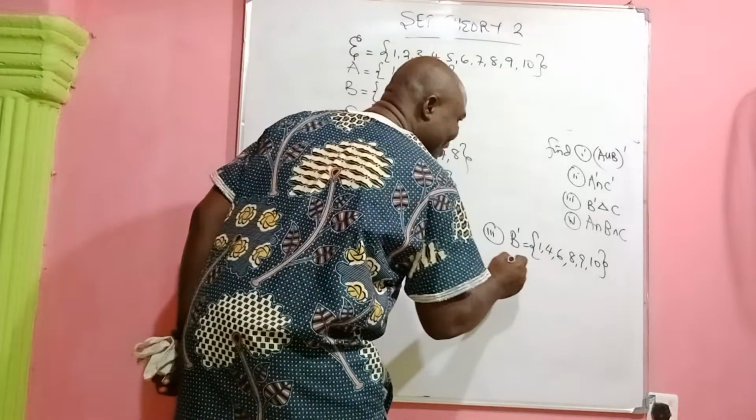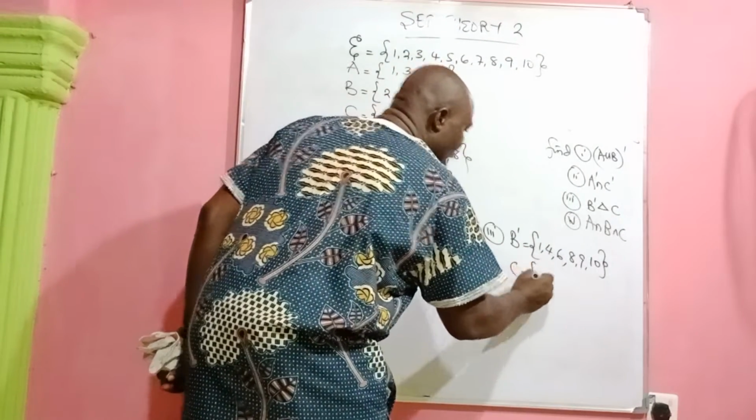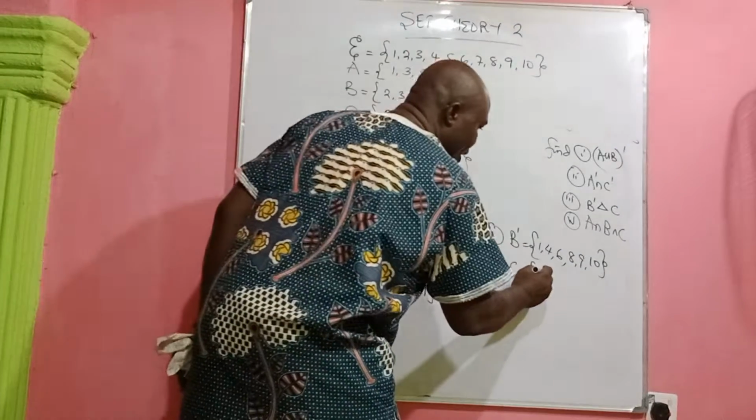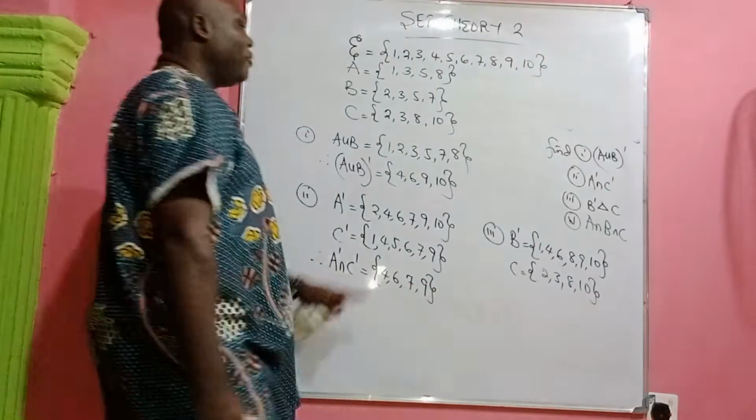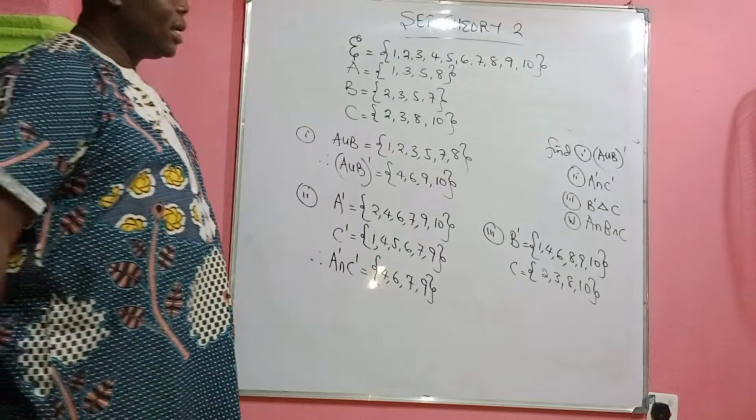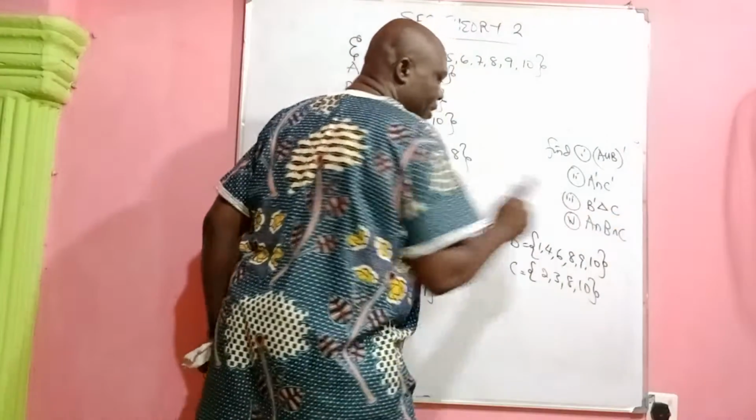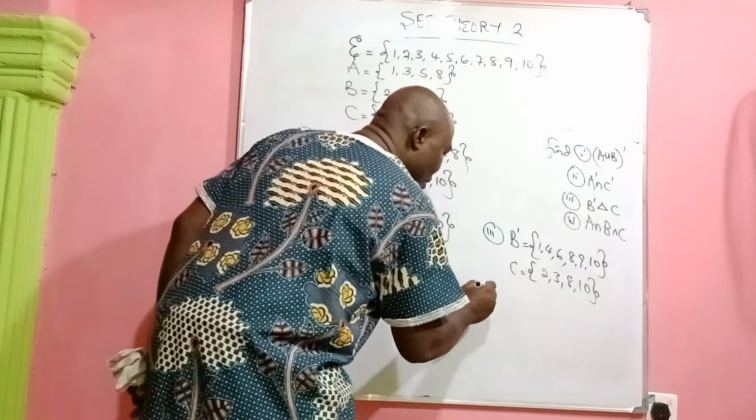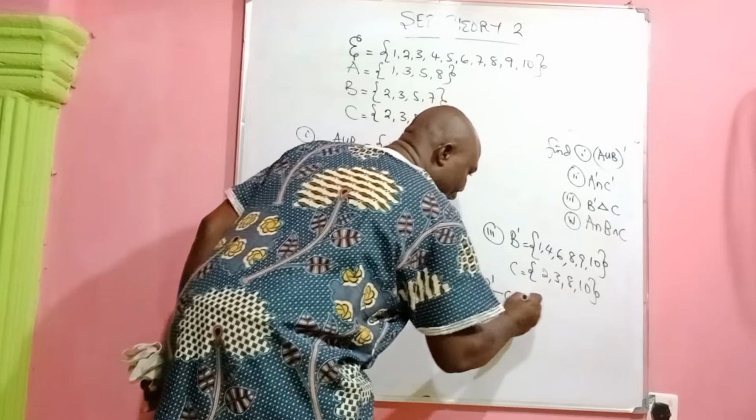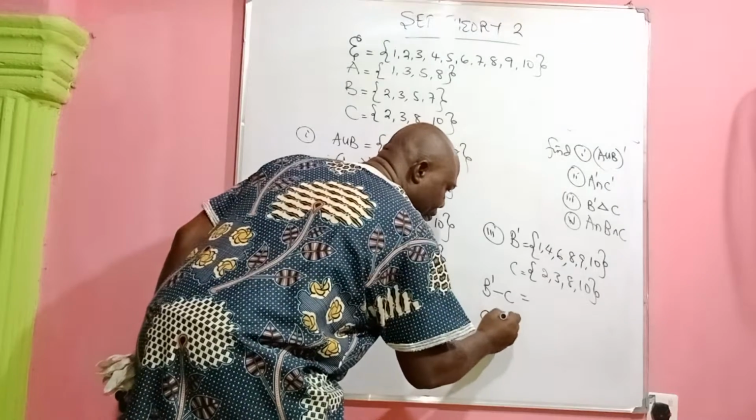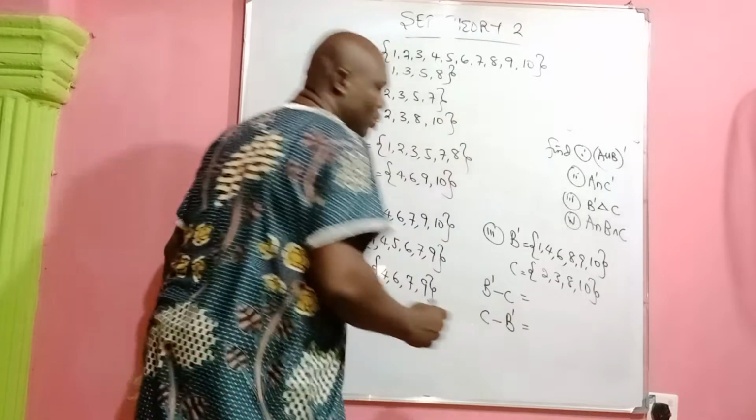So we bring out our C. And our C is giving us 2, 3, 8, and 10. So when you have your B complement and your C, now they want us to find the symmetric difference. The first thing is to look for their difference. B complement difference C. And then C difference B complement. Those are the two things we need.